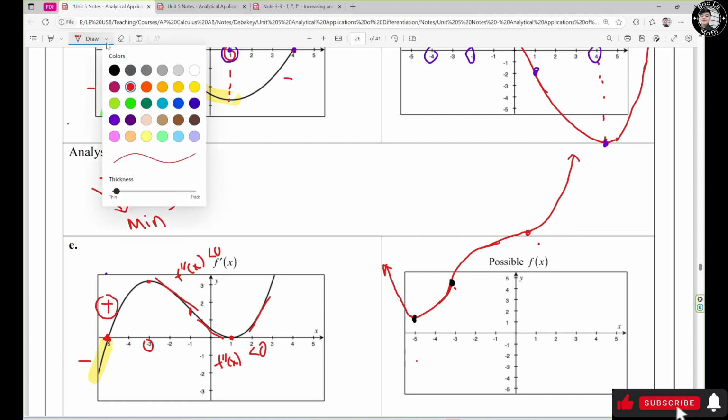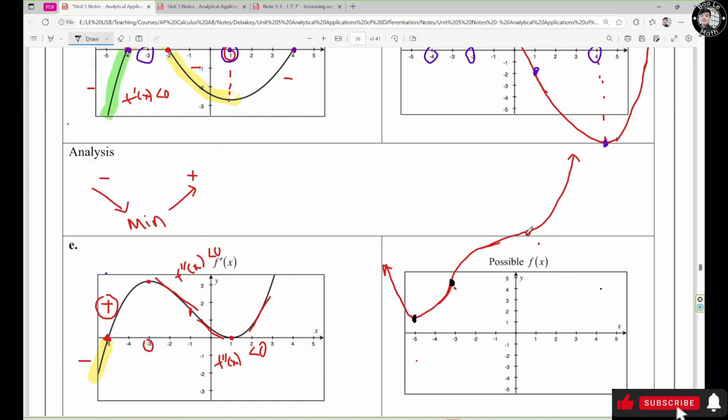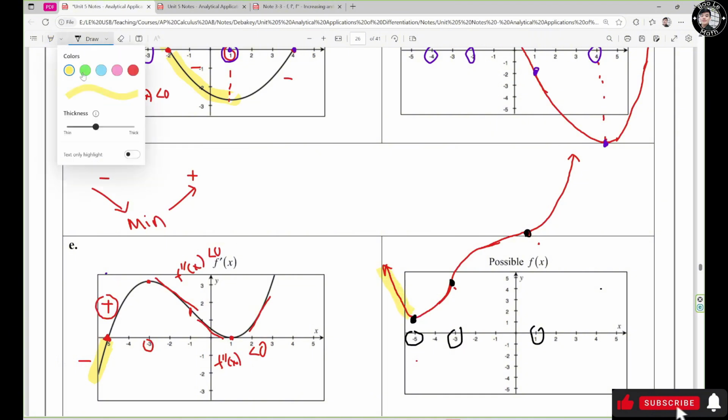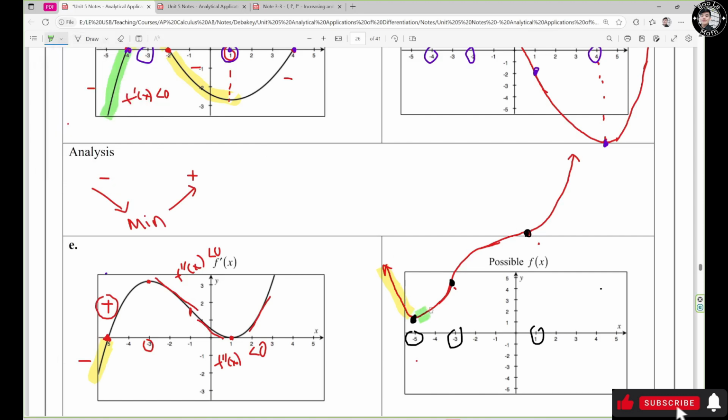Alright, so finally, you have the points of inflection right here and right here, right? Negative 3 and 1. The relative minimum is at s equal negative 5, right? And the function f of s is decreasing from negative infinity to negative 5, right? Increasing from negative 5 all the way to positive infinity, right?